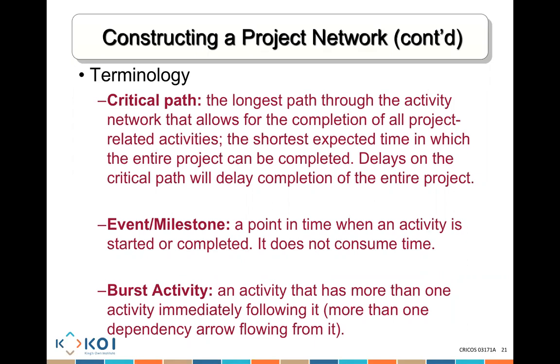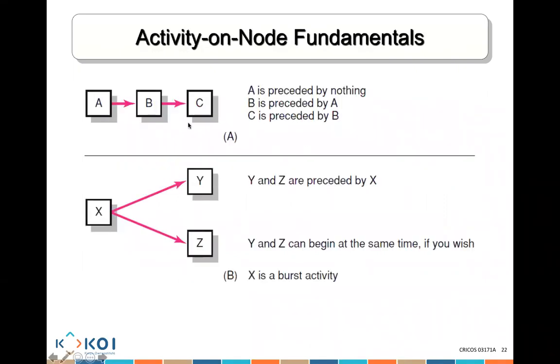Burst activity: an activity that has more than one activity immediately following it. So you might have activity A, and from activity A, you might have activity B and activity C. Activity B and C happen after A. This is what I call a burst activity, which means from A, I have 2 activities bursting from activity A that I need to bear in mind. So look here, A needs to be done first, then we do B, then we do C.